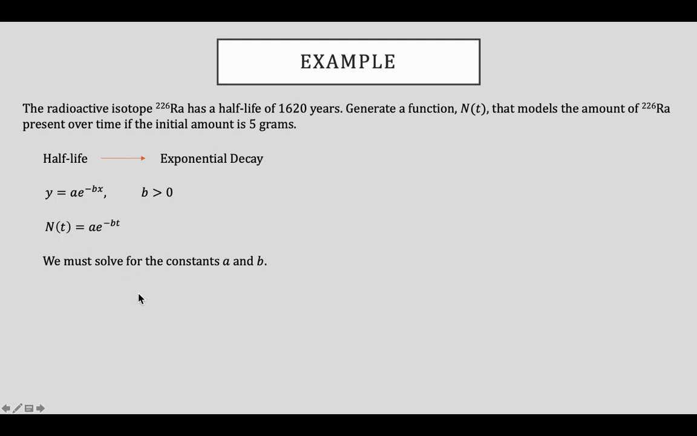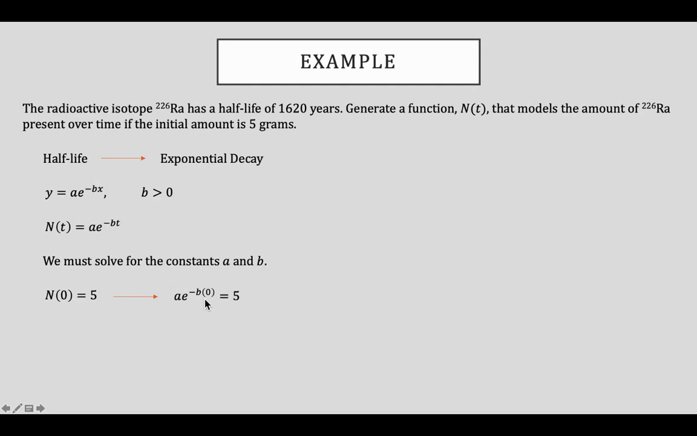Well, how are we going to do that? Let's think about some of our given information. All right, we know that N(0) is equal to 5, right? The initial amount is 5 grams. This means that if I plug in 0 for t, I have to get out 5. So let's do that. That would give me a e to the negative b times 0 is equal to 5. Again, plugging in 0 for t gives me out 5.